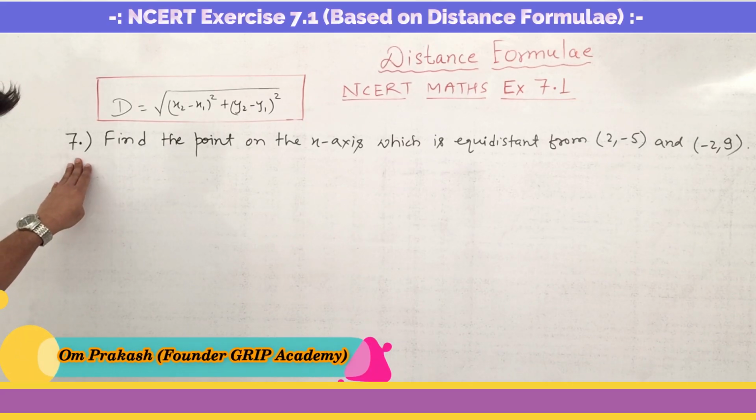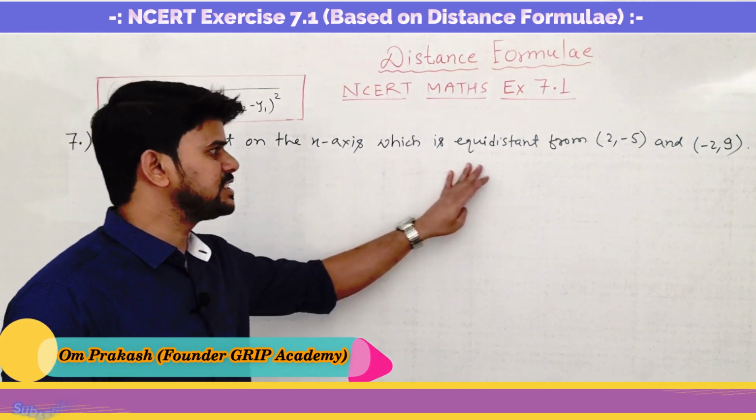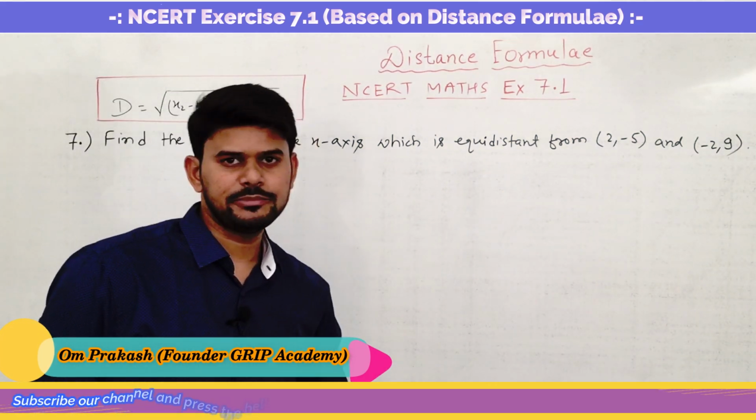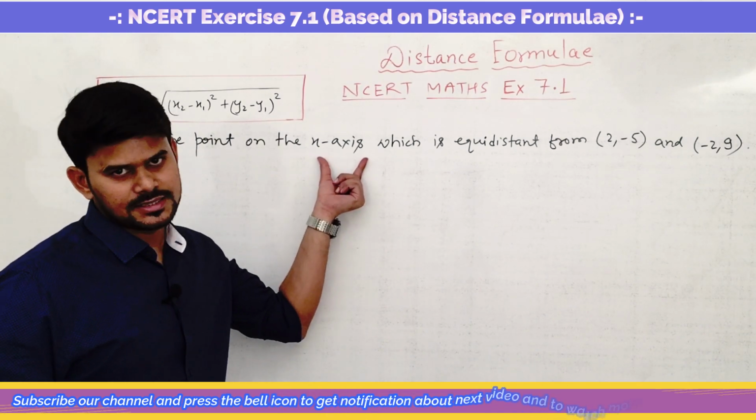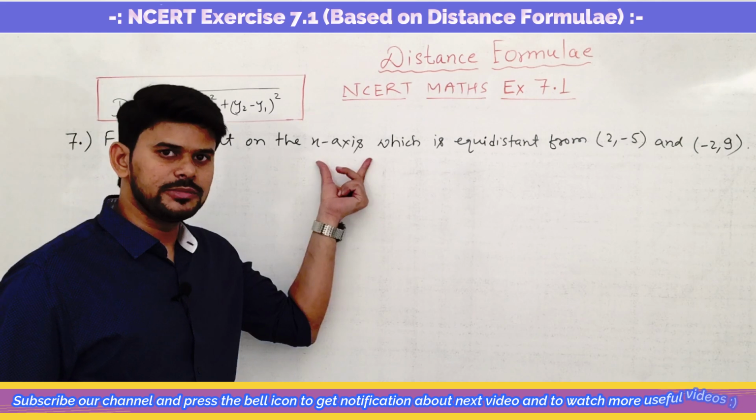Question number 7 is: find the point on the x-axis which is equidistant from (2, -5) and (-2, 9). Okay, so the point is lying on the x-axis, so its y coordinate will be 0.